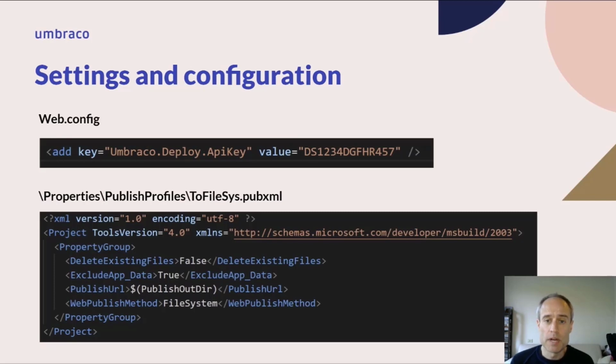In web config, we need to add an API key, common across all environments and used, as you'll see shortly, for authenticating the deployment trigger. And finally, a publish profile containing the displayed details should be added to the solution, one that will be used in the CI/CD pipeline to publish the built web application to the file system, from where it can be bundled for deployment.